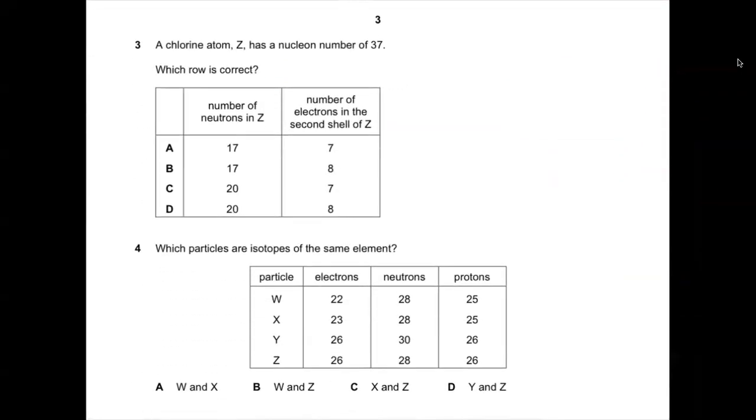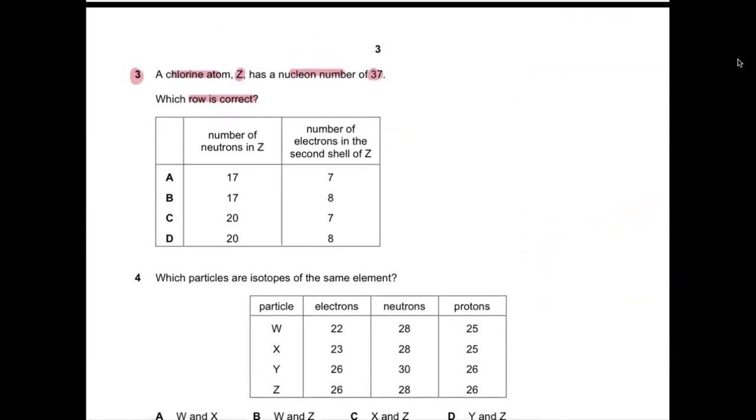Now, MCQ number 3. A chlorine atom Z has a nucleon number of 37. Which row is correct? If we go for chlorine, basically chlorine has atomic number 17 and nucleon number is 37. So if the nucleon number is 37, there are 17 protons.